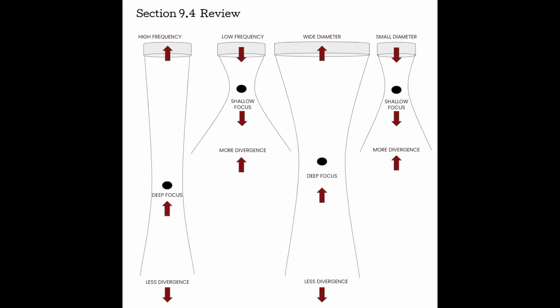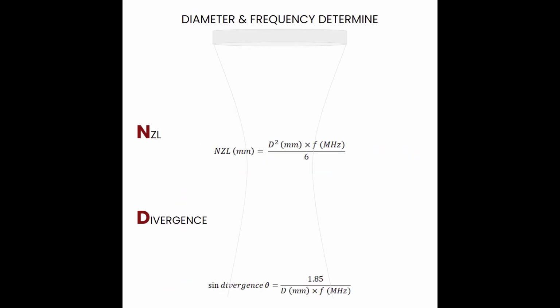So if you're still looking at this and thinking, I just need another way to think about this, well, let me show you another thought that I had about this. We know that diameter and frequency are both going to be determining factors of the near zone length and divergence. Now, what I thought was kind of cool when I was going through all of this is that near zone length, N, has diameter and frequency in the numerator position.